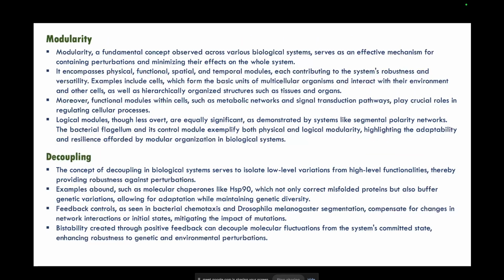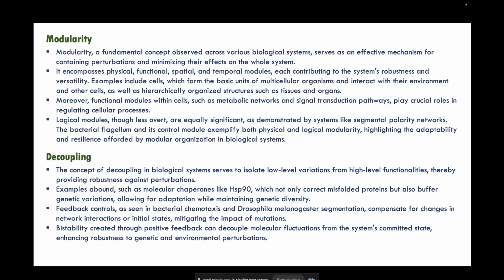Right. So there come two concepts, modularity and decoupling. So what is modularity? If you remember in the initial graph theory classes that we talked about, modularity is basically the identification of a connected set of nodes which have a similar type of behavior, right? So modularity is a fundamental concept observed across various biological processes. It serves as an effective mechanism for containing perturbations and minimizing their effects on the whole system. It encompasses physical, functional, spatial, and temporal modules, each contributing to the system's robustness and versatility.